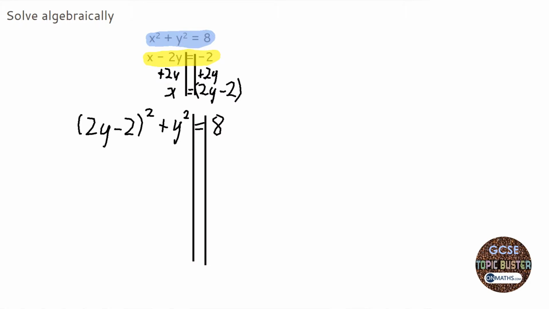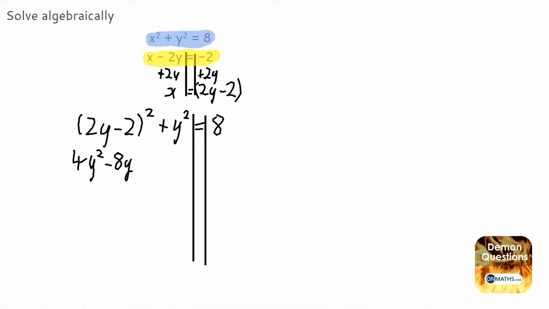So the first thing I'm going to do is expand that bracket. So 2y times 2y is 4y squared. Minus 2 times 2y is minus 4y, and then again it would be minus 8y. Minus 2 times minus 2 is plus 4, and then plus y squared equals 8. So the 4y squared and the y squared add together, so that makes 5y squared.